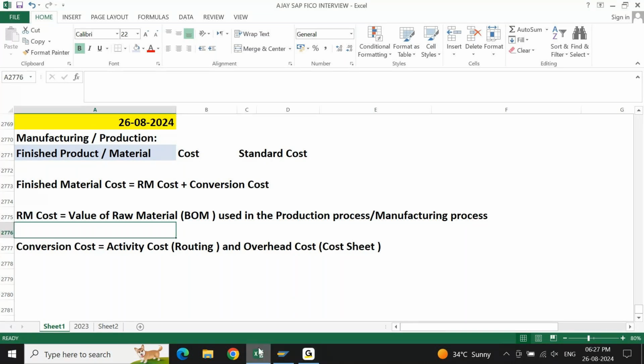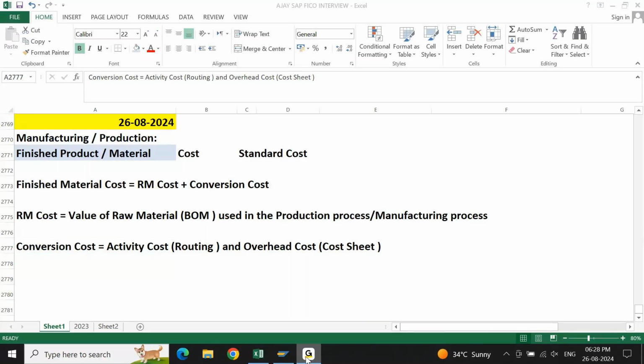Next one is your routing. Routing is nothing but list of activities that you are going to perform. When you say list of activities, your list of activities can be anything. When I say my list of activities is labor, labor is performing an activity, I can say labor hours required is a list of activity. Similarly, I can say machine hours is an activity, or electricity consumption is an activity. Likewise, anything can be my activity.